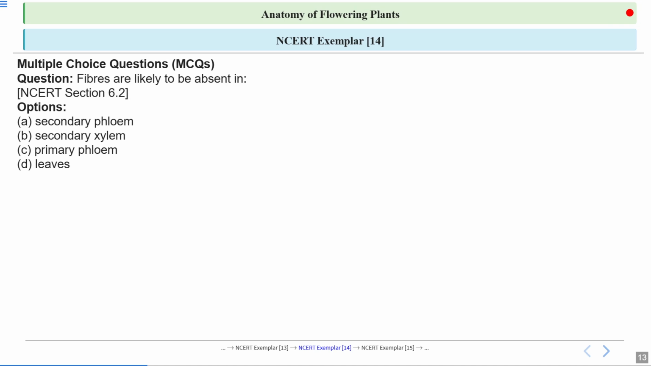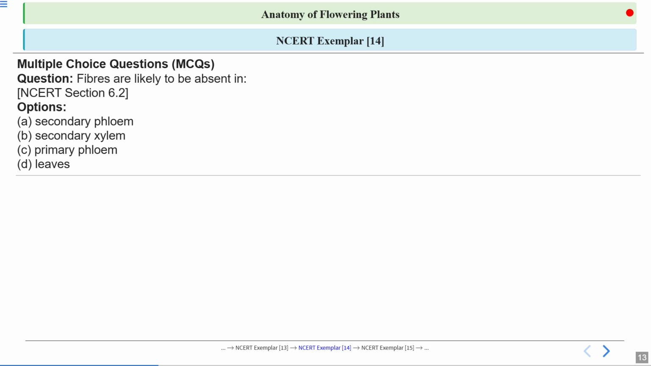Okay, next question is here. Fibers are likely to be absent in. So where are the fibers absent? This question is coming from NCERT section 6.2. Let us see the options for this question. A, secondary phloem. B, secondary xylem. C, primary phloem. And option D says leaves.